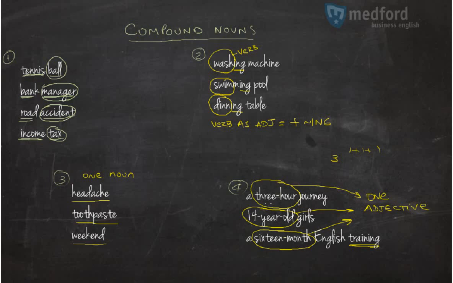So if I use two words as one adjective, I don't use them as plural. I use them as singular and I use a hyphen. Quite complicated, I know. But these are the rules. Maybe you should watch the video again.